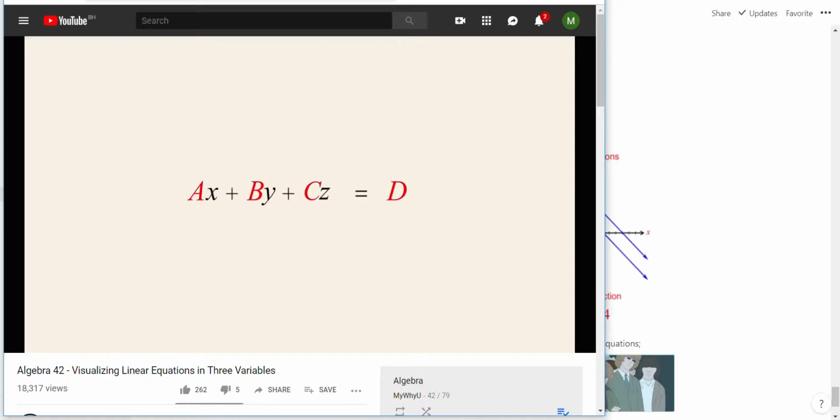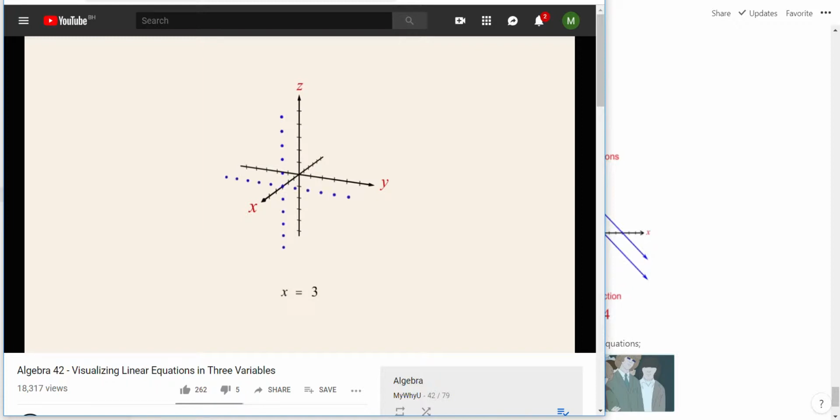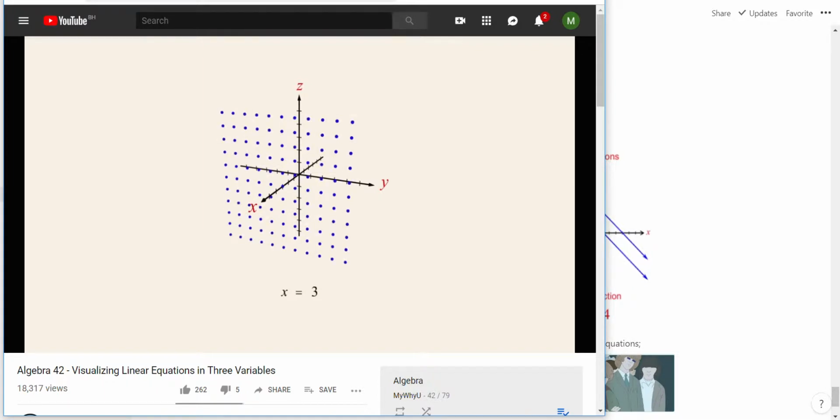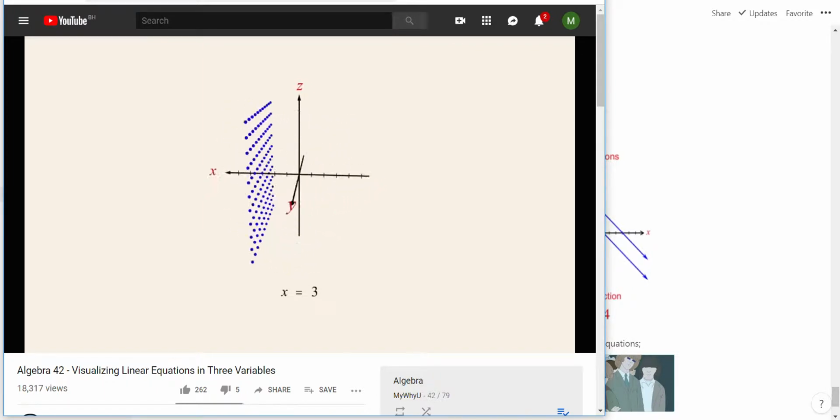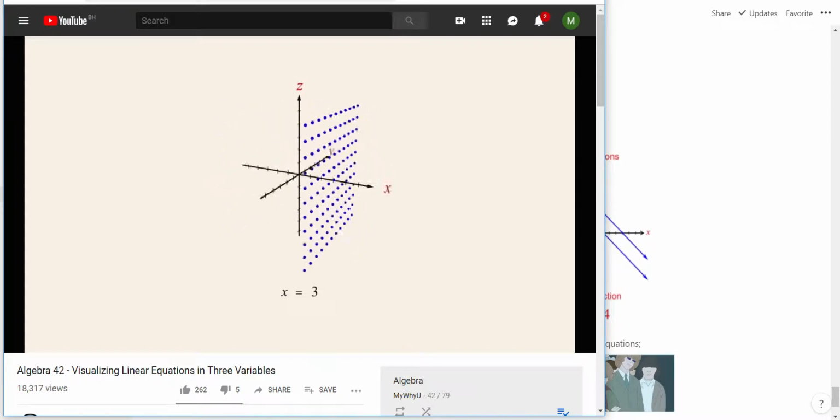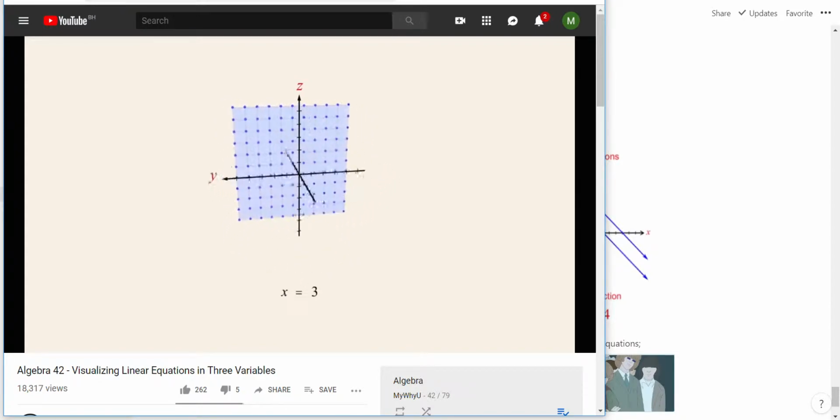Likewise, if we set a, b, c, and d to 1, 0, 0, and 3, all variables but x are eliminated, giving us a graph which consists of all points with an x-coordinate of 3. The graph of this equation is a vertical plane 3 units in front of the origin.